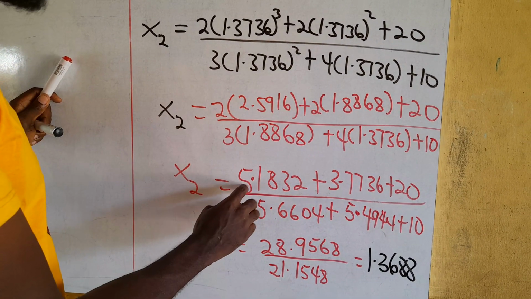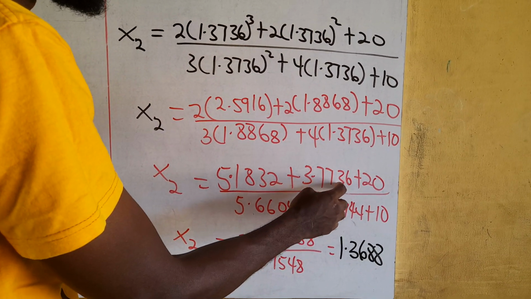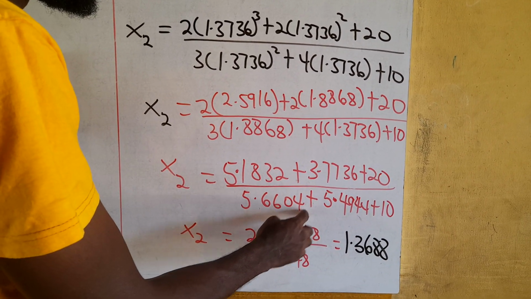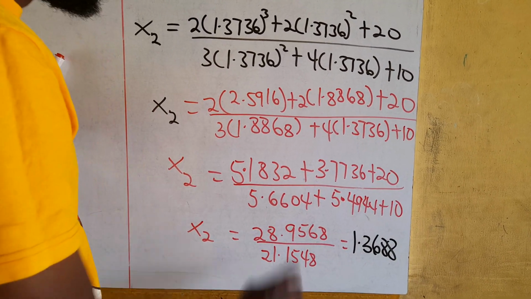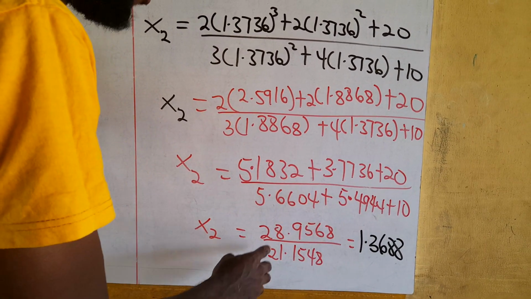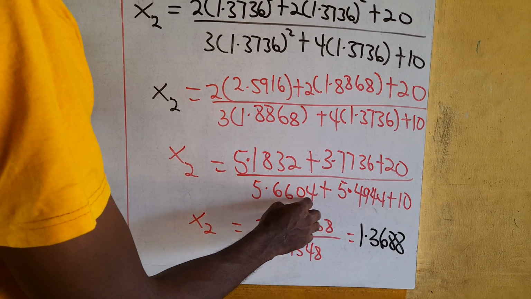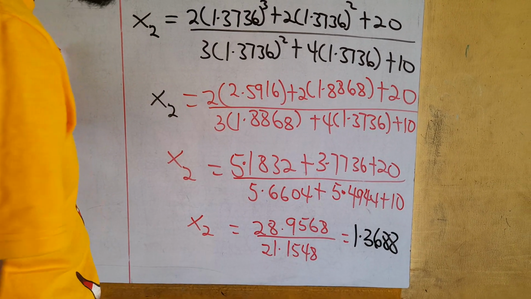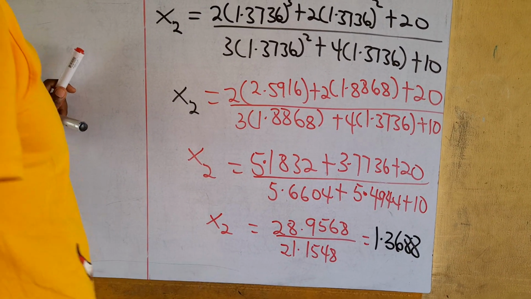When 2 multiplied by this, we get 5.1832. 2 times 1.8868 will be 3.7736. Then plus 20. 3 multiplied by this will be 5.6604. Then 4 multiplied by this will be 5.4944. Then plus 10. When we add 5.1832 to 3.7736 to 20, we get 28.9568. And when we add 5.6604 to 5.4944, then to 10, we'll get 21.1548. When we divide this by that, we'll get 1.3688 as our second approximation.